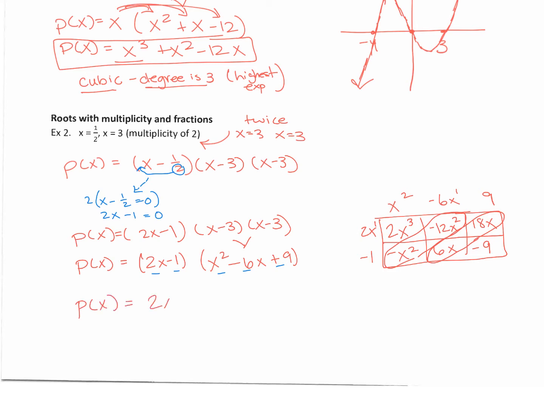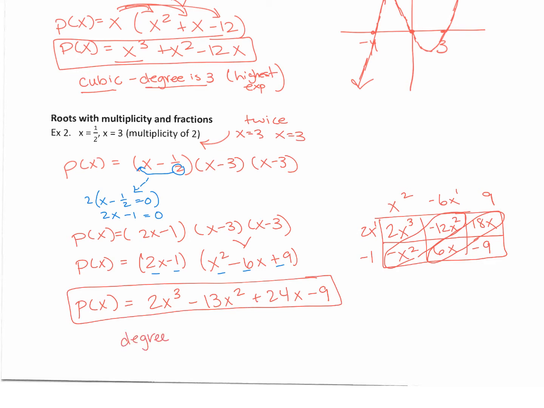So my leading term is 2x cubed. And then I have what? Negative 13x squared. And then 6x and 18x is 24x, minus 9. So this also has a degree of 3. My highest exponent is a 3. That means it's a cubic function.